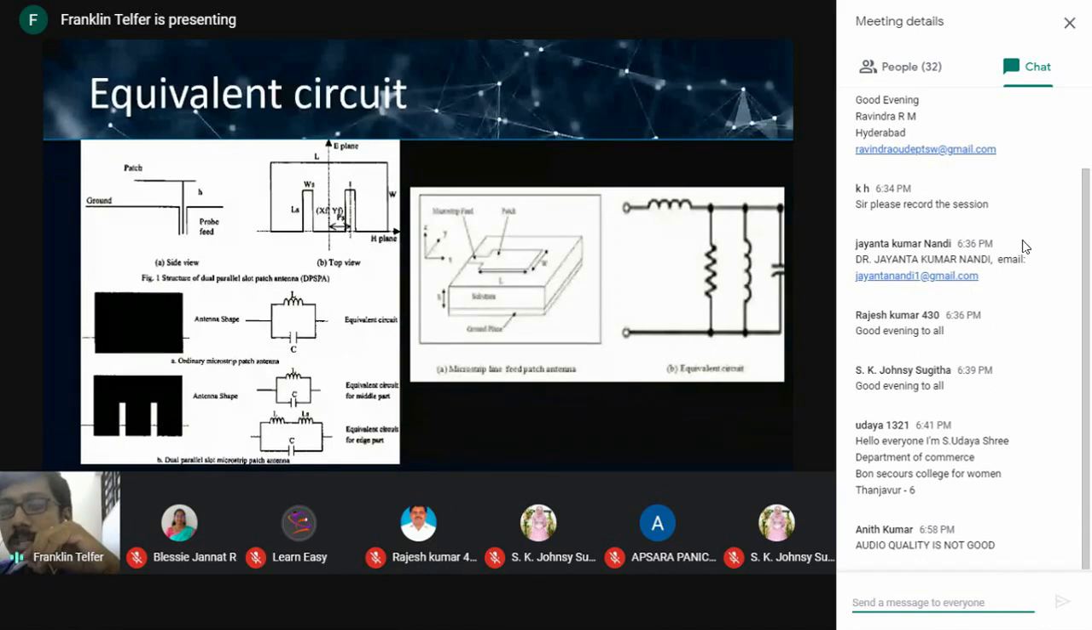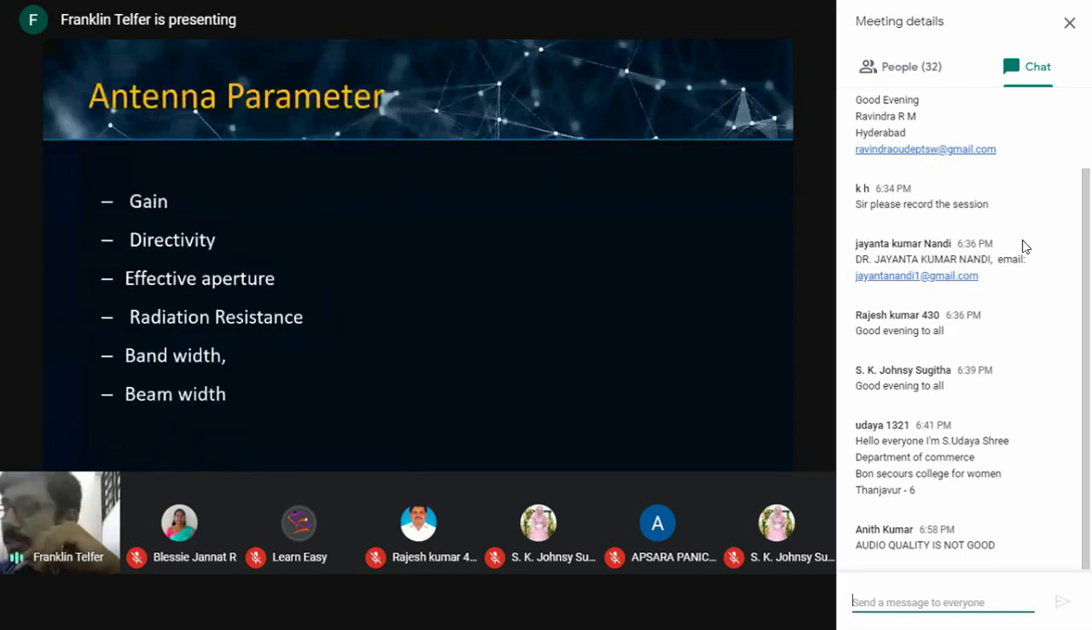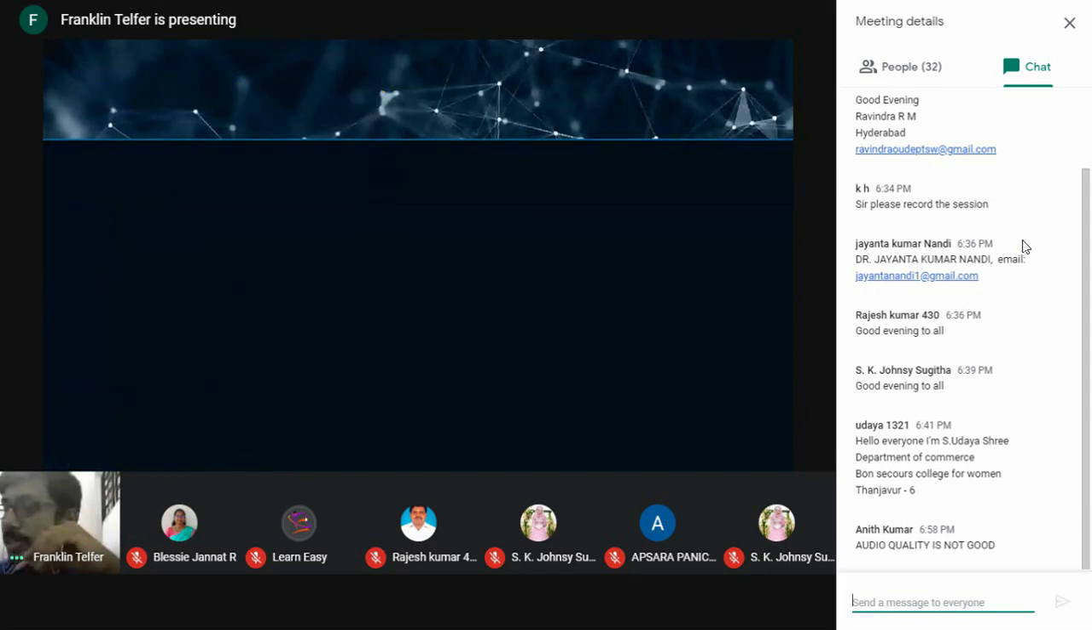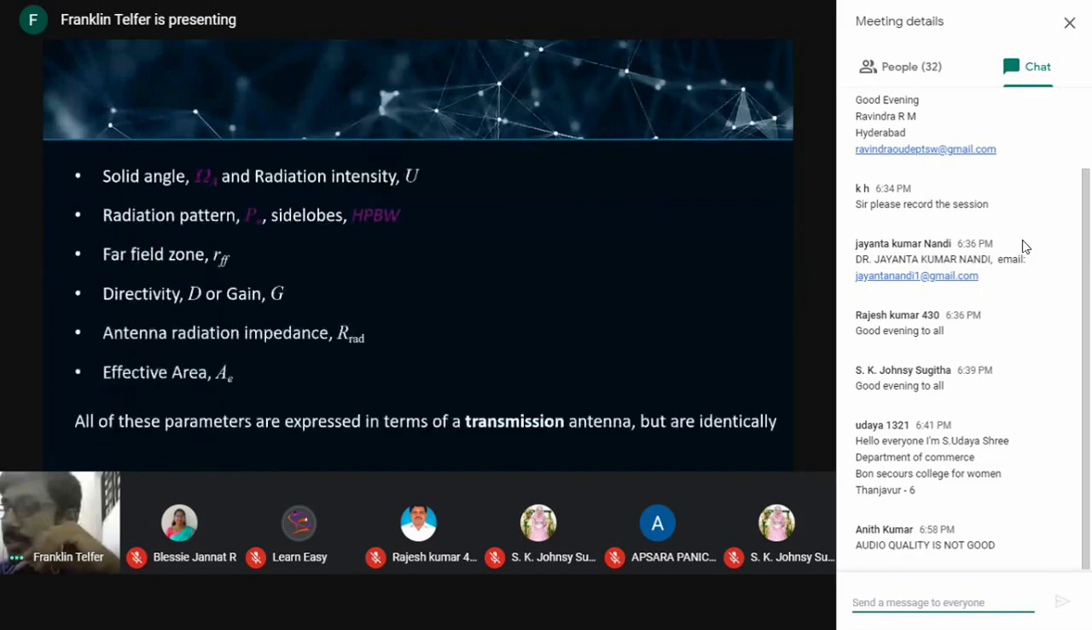Some antenna parameters I would like to mention while designing an antenna. So these are the main parameters. I don't want to go in depth, given the shortage of time. So: gain, directivity, effective aperture, radiation resistance, bandwidth, beamwidth. If time permits, I would like to go in depth on these. So: solid angle, radiation pattern, far field zone, directivity, antenna radiation impedance, effective aperture.